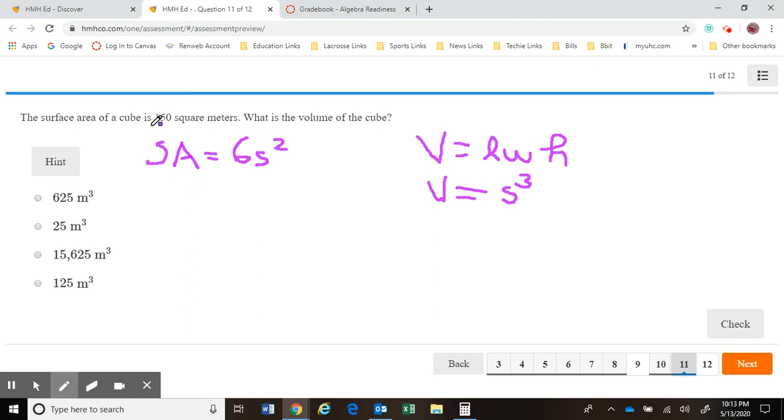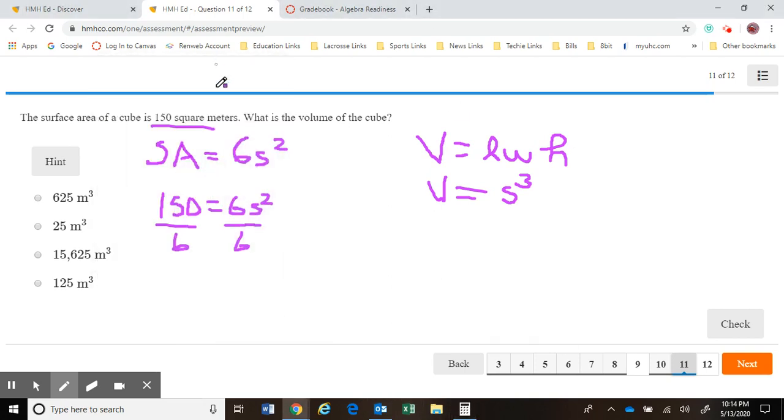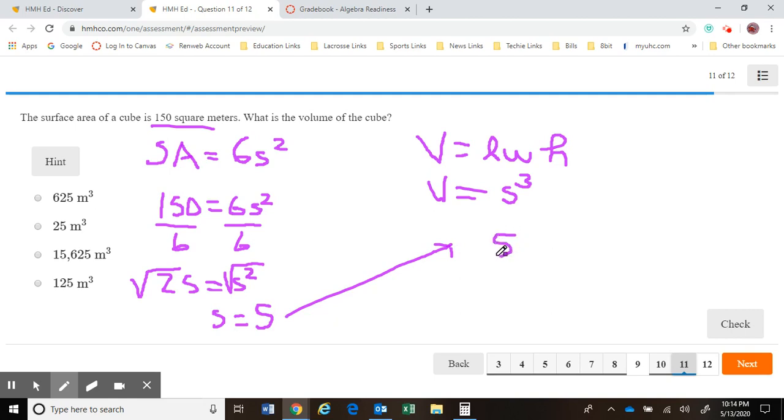All right, so I know that surface area is 150. So I've got 150 equals 6s squared. First thing I've got to do is get s squared by itself, so I'm dividing both sides by 6. 150 divided by 6 gives me 25. So hopefully now you can see what the answer is. 25 equals s squared. To get rid of a square, I do the opposite operation, which is to square root it. The square root of 25 is 5, because 5 times 5 is 25. Now transfer this over. One's an s, one's a 5. Now it's 5 times 5 times 5, which you can see the answer is 125.